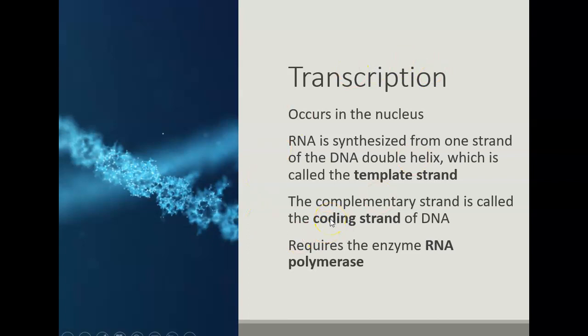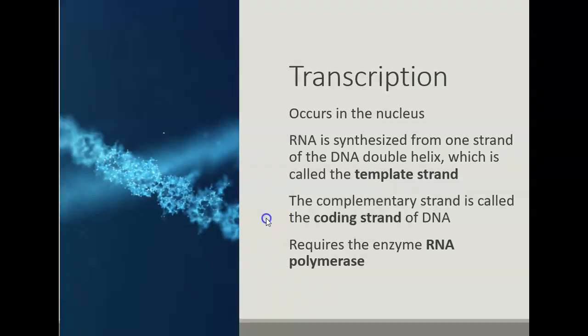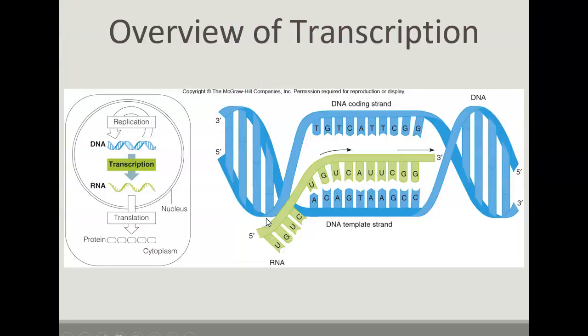Transcription looks a lot like DNA replication, okay? So instead of a DNA polymerase enzyme, we have an RNA polymerase enzyme. So that word you should be kind of familiar with because we saw it before. And instead of copying both sides, we're not copying both sides anymore. We're just going to copy one side because that's all we really need. We don't need both sides.